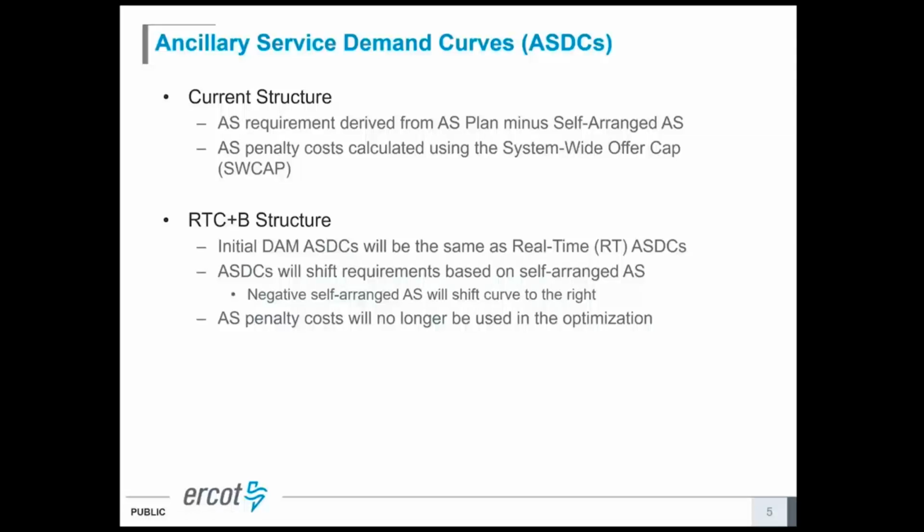In today's current structure, we do not have ancillary service demand curves. Instead, we utilize the AS plan minus self-arranged AS to derive the AS requirement for DAM. AS penalty costs are calculated using system-wide offer cap. In RTC+B, DAM will use the same ASDCs as real-time. The ASDCs may shift based on the submitted self-arranged AS. For example, if the net AS in DAM is negative, a shift to the right would be applied. AS penalty costs, as we use them today, will no longer be used.